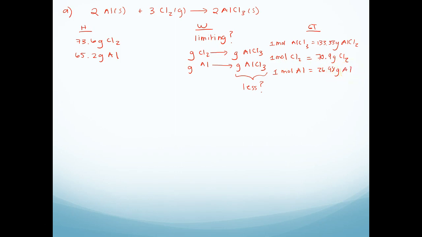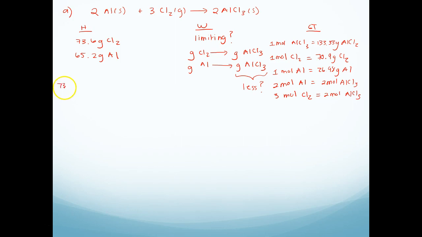And then I need those mole ratios. So for every 2 moles of aluminum, I produce 2 moles of aluminum chloride. For every 3 moles of chlorine, I produce 2 moles of aluminum chloride. Okay, so I have that, and I need to go from grams to grams ultimately, so I know I need to go from grams to moles to moles to grams. All right, let's do that for each one.